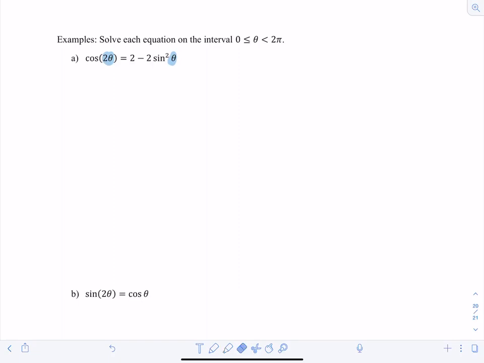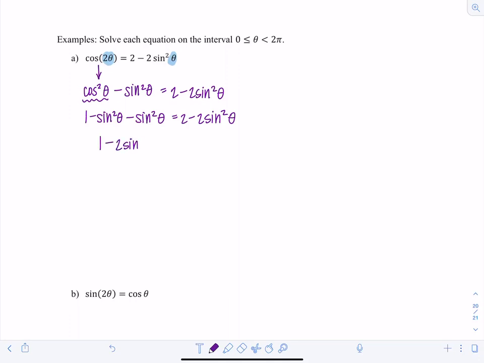How convenient. I'm going to replace cosine 2 theta with cosine squared theta minus sine squared theta. And then this equals 2 minus 2 sine squared theta. All right. And then it'll be a lot easier if instead I switch this cosine squared theta to 1 minus sine squared theta so that everything's in terms of sine squared, right? So if this is 1 minus sine squared theta, then I still have the other sine squared theta, negative, equals 2 minus 2 sine squared theta. So this is 1 minus 2 sine squared theta equals 2 minus 2 sine squared theta.